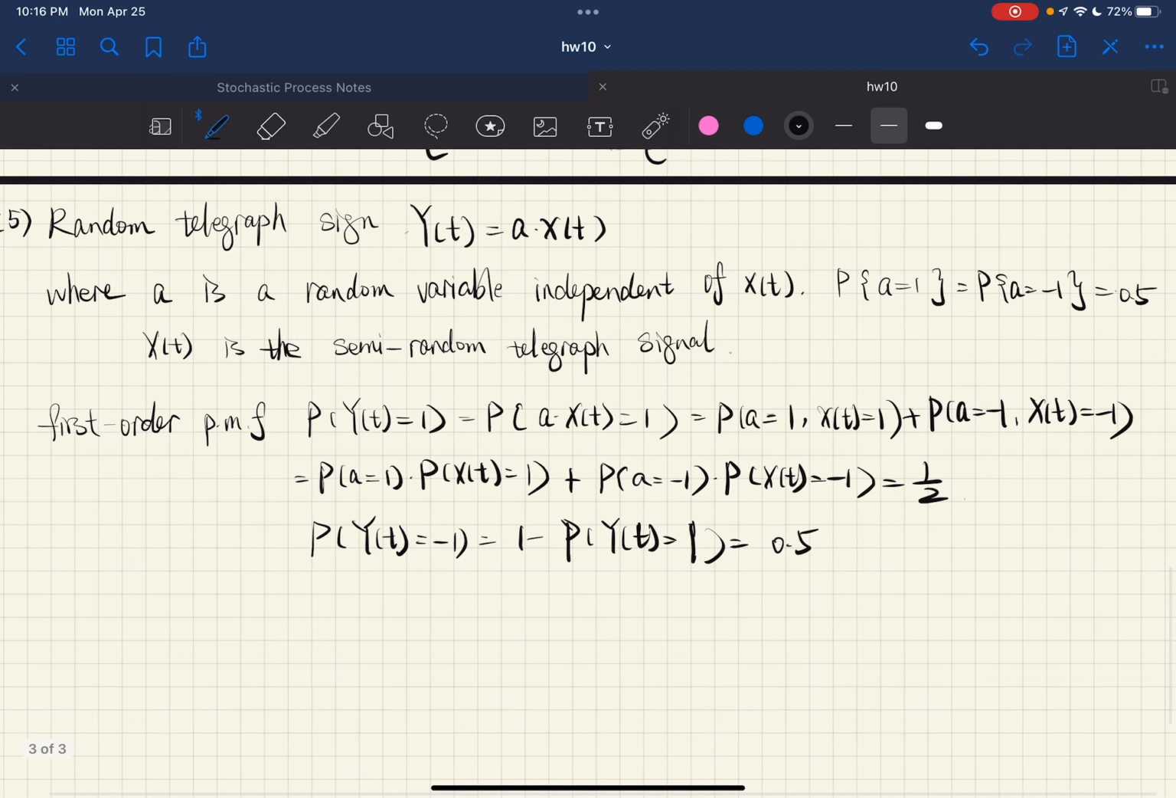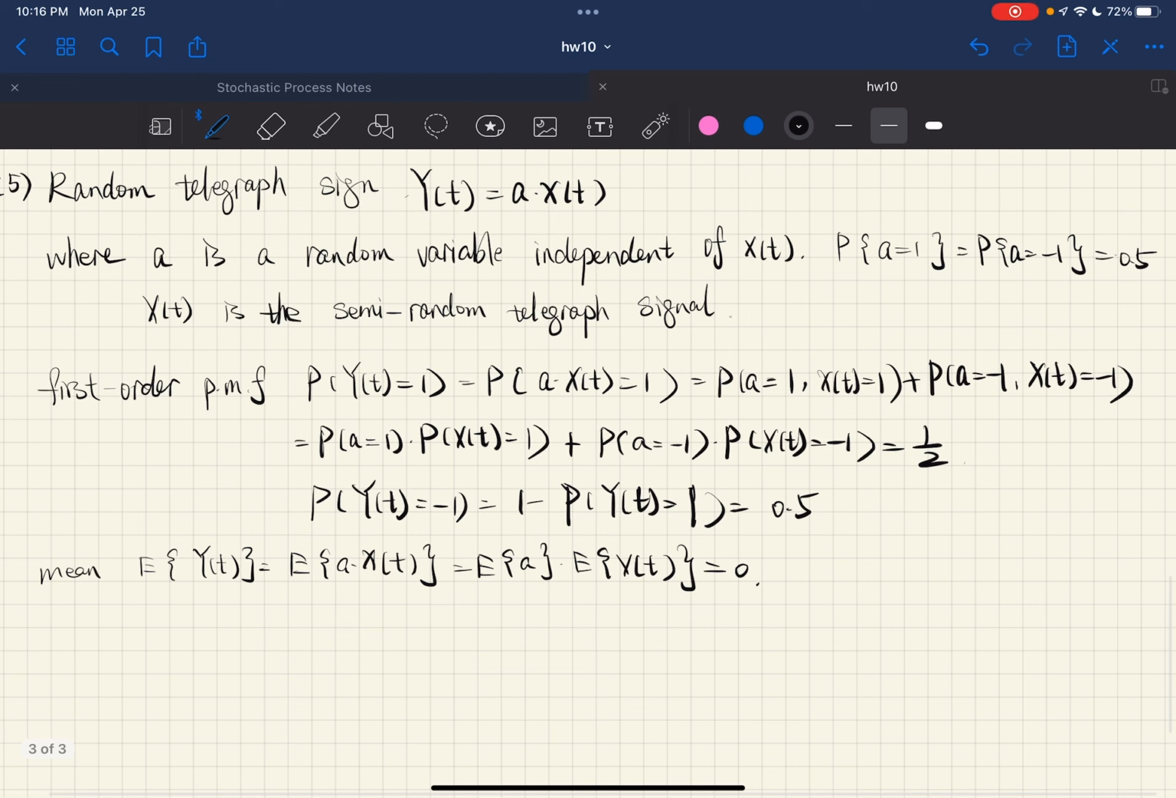And for the mean of yt, we also substitute it as a times xt. And because the mean value of a is 0, we get the mean value of yt is 0 also.